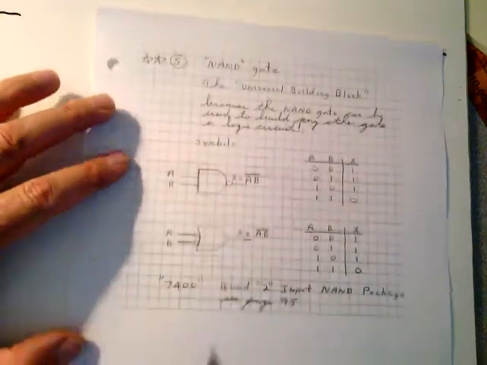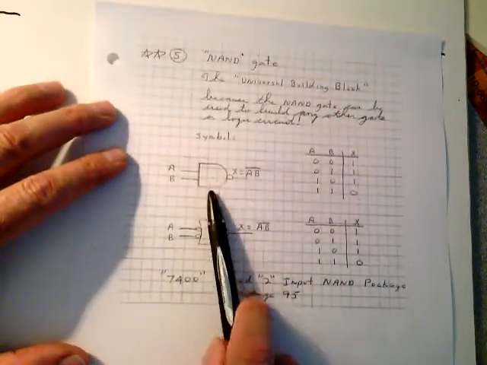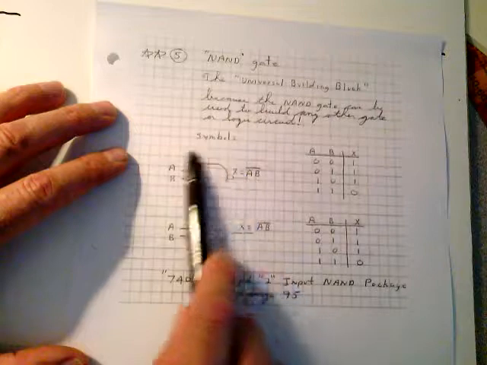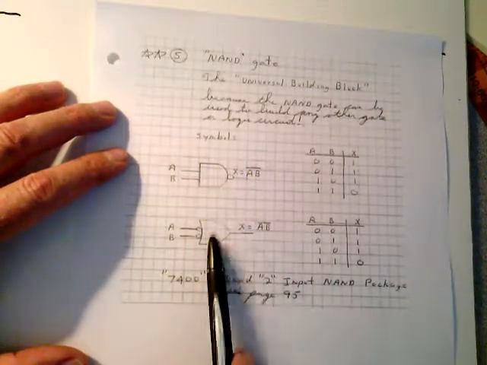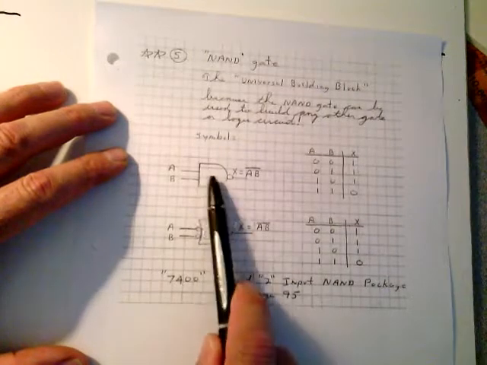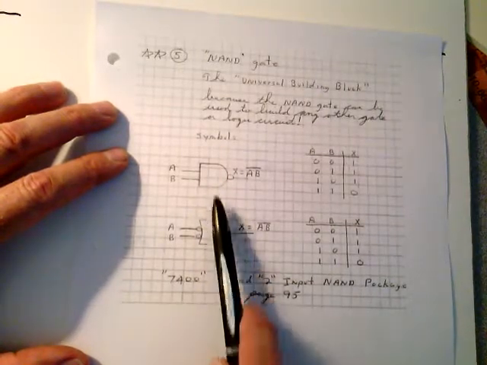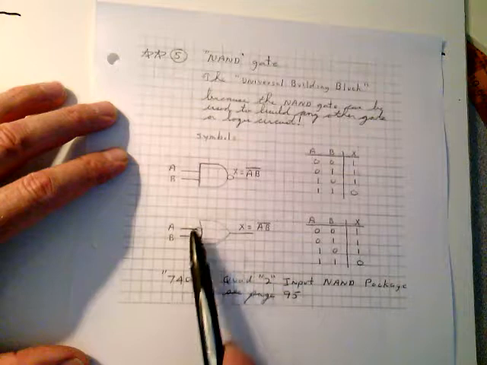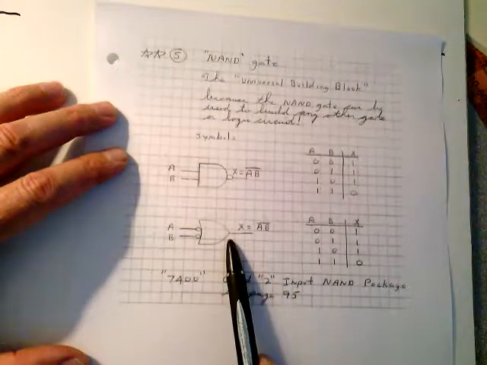The two different symbols are here and here. Sometimes the NAND gate is drawn like this. Sometimes the NAND gate is drawn like this. How do you get this symbol? The basic gate is an AND. You change it to the OR. You invert the inputs and you invert the output.